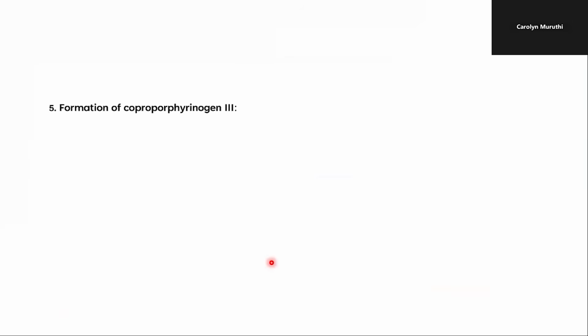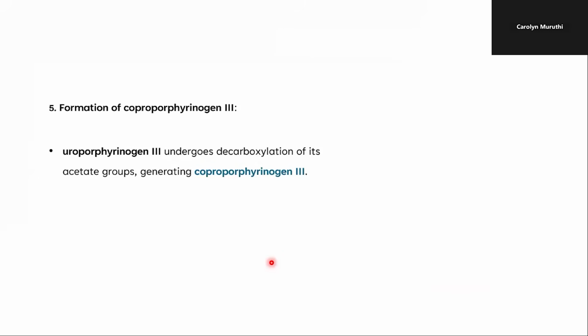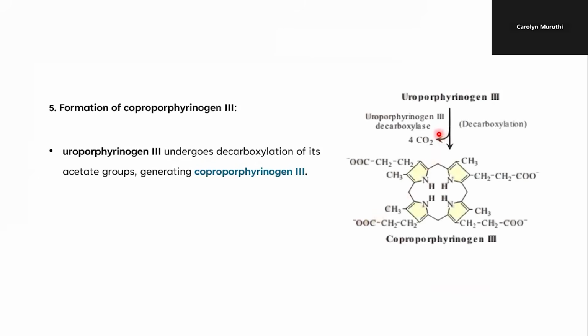In the fifth reaction, we have formation of coproporphyrinogen 3. Here the uroporphyrinogen 3 undergoes decarboxylation, that is the removal of 4 carbon dioxide molecules due to the decarboxylation of the acetate groups, generating what is known as coproporphyrinogen 3. Structurally, this increases conjugation. More double bonds are formed, moving the compound closer to the fully conjugated porphyrin system. The enzyme that catalyzes this reaction is known as uroporphyrinogen decarboxylase.